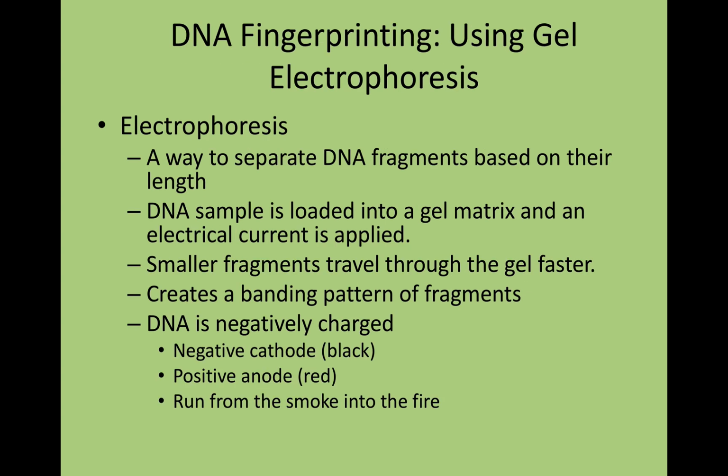In order to actually view the DNA fingerprints, we use a process called gel electrophoresis, which is a way to separate DNA fragments based on their base pair length. So what we do is we load DNA into a gel matrix, called an agarose gel, and we apply an electric current to the chamber. Smaller fragments will travel faster through the gel, and we create a banding pattern of fragments. Since DNA is negatively charged, the DNA will migrate towards the positive anode.